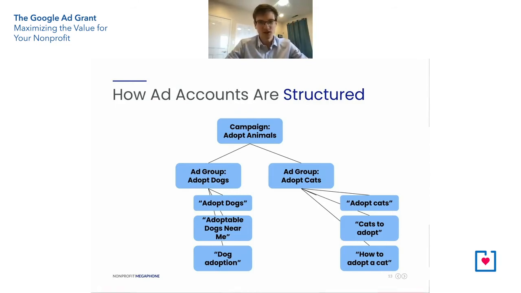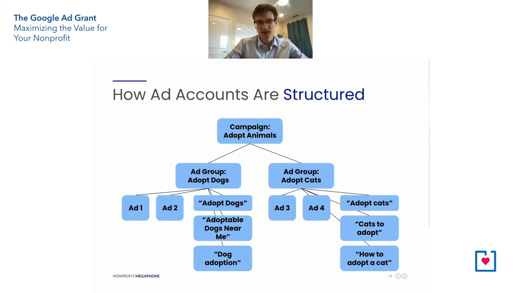And then within each ad group, you have multiple ads. These ads will be very tightly tied, optimally, to the keywords. So for the dog adoption ad group, you would want to have the headlines in the ads be all about adopt a dog, dogs available for adoption, adopt a loving dog today, something like that. And the same with cats.